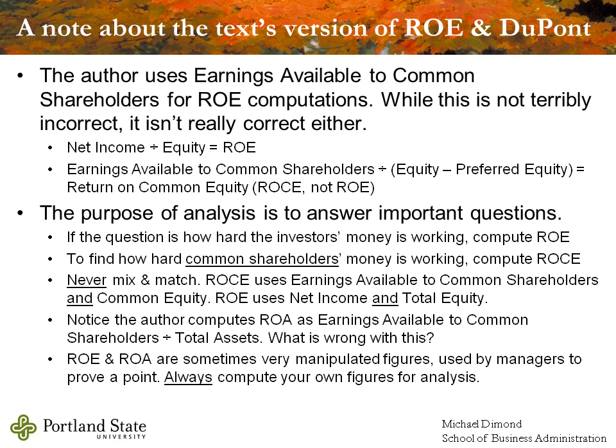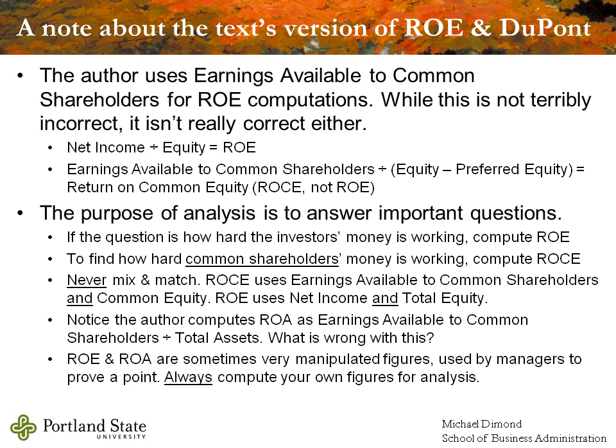That is going to give us something called return on common equity. ROCE is how this is abbreviated in most finance textbooks. And it answers a slightly different question than return on equity does. ROCE answers the question, is this a good use of the common shareholders' money? If we're wondering how hard all of the investors' money is working, we want to compute the return on equity. If we're just interested in the common shareholders' money, we want to compute the return on common equity. And we're never able to mix and match. ROCE uses earnings available to common shareholders and common equity. ROE uses net income and total equity.